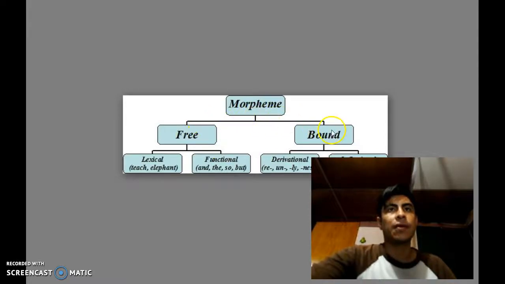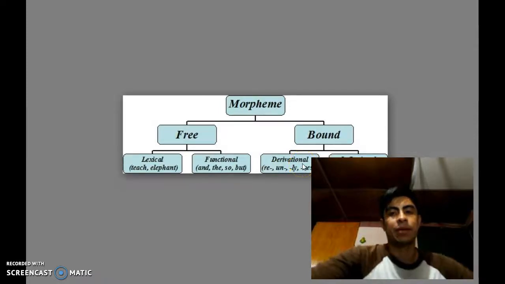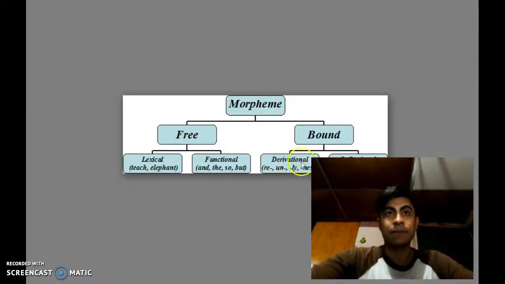In contrast, bound is divided into derivational and inflectional. As we can see, the examples are prefixes and suffixes, like re, un, like, and ness. Examples here: loneliness and unhappy.